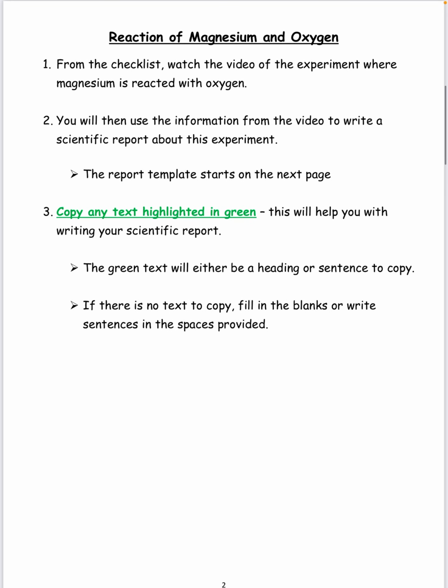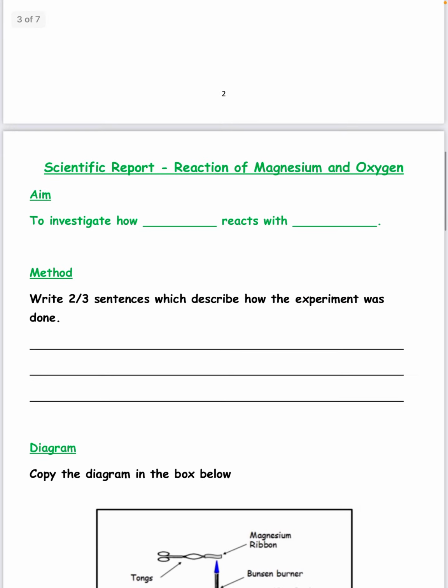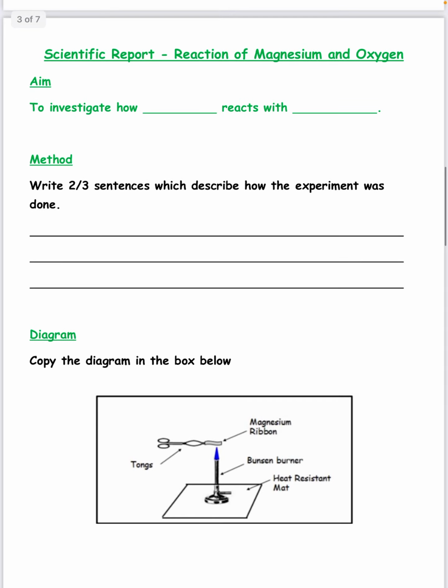So you're going to watch the video that's in the checklist. You're then going to write a scientific report based on this video, and anything that's green you can copy down to help you write the report. So we've really broken the report down a lot this week. If we were in class, I wouldn't have broken it down as much, but scientific report writing is a skill and it can be quite tricky. So I've given you a lot of help with it this week, just so that you can have a go at home. But anything in green you can copy out and then you just fill in the blanks.